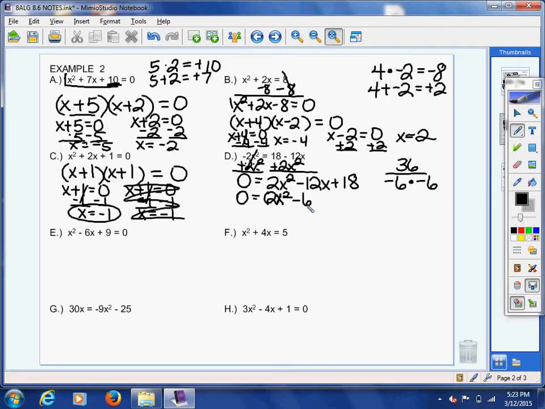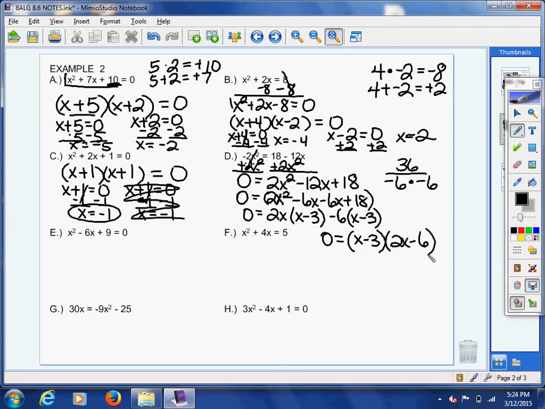So I'm going to put -6x, and then plus 18, just like that. And then I'll just continue down. So I'm going to pull out a 2x, and that's going to leave me with x minus 3. And I'm going to pull out a -6, and that's going to leave me with x minus 3 as well. So I'm going to end up with x minus 3 is one of my quantities, and 2x minus 6 is my other. And then, you know, just go ahead and solve it.